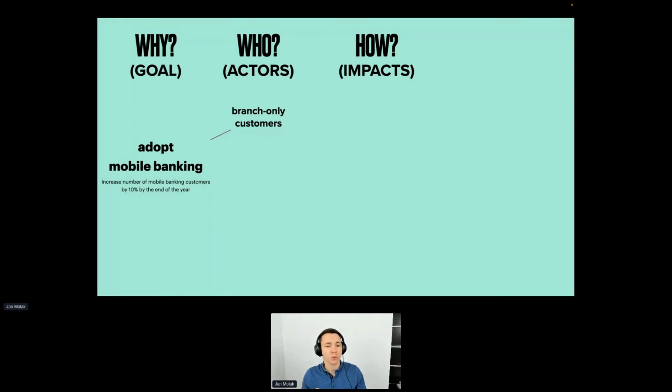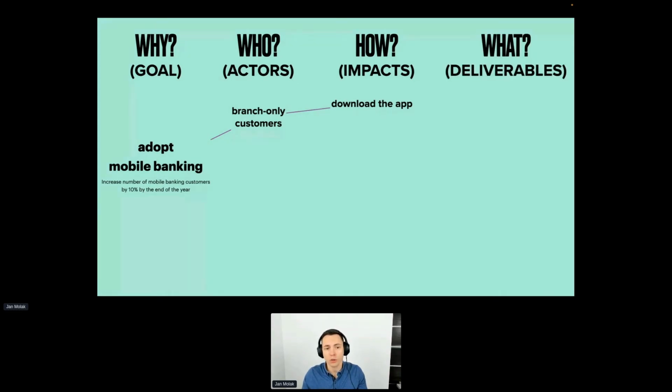Well, to answer this question and articulate the impacts that we're trying to create, we need to add another level to our impact map, the third level, which sets the actors in the perspective of our business goal. So how would we like their behavior to change? Well, quite obviously, we'd like them, our actors, to download the app in the first place. So what do we need to do to encourage this behavior? What is it that we, as a software delivery team or an organization, can actually do to encourage our branch-only customers to download the app?